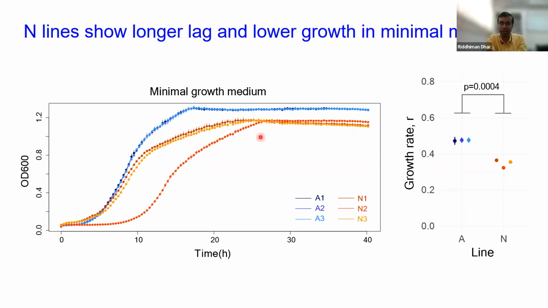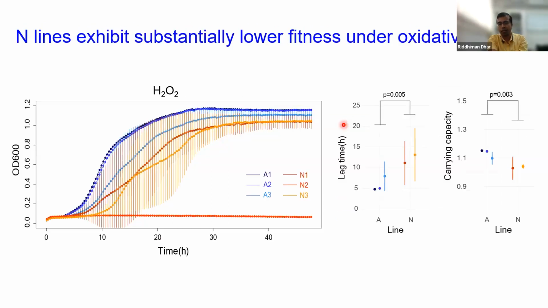So as you can see, these N1 and N3 lines are showing a lower growth rate. On the right, you can see the estimates for growth rates, lower growth rate as well as longer lag time, especially this N2 line, and also they reach lower maximum concentration. And we also measured this for other conditions. I'll show you only some results.